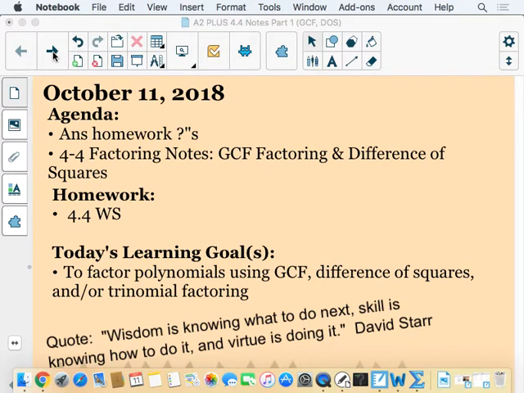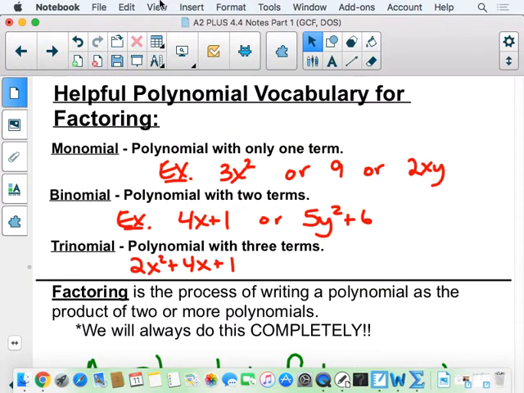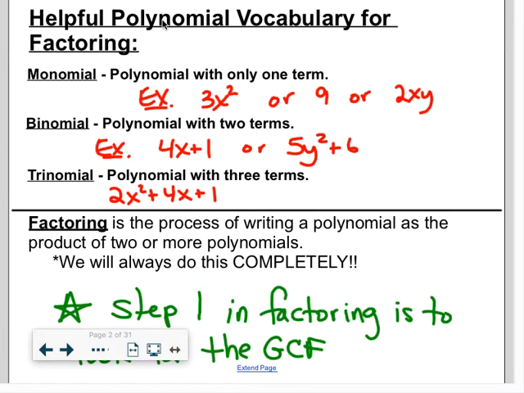And we're going to look at just the two techniques, which is the GCF and a difference of two squares. So, what you see on the board when it comes up, make sure you're writing this down. All right, helpful polynomial vocabulary for factoring.